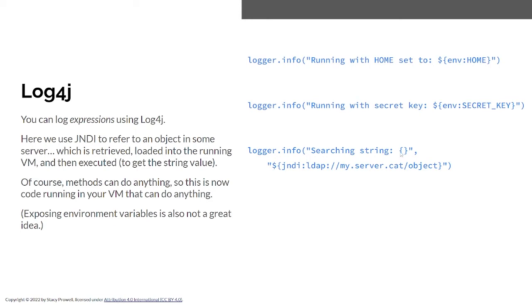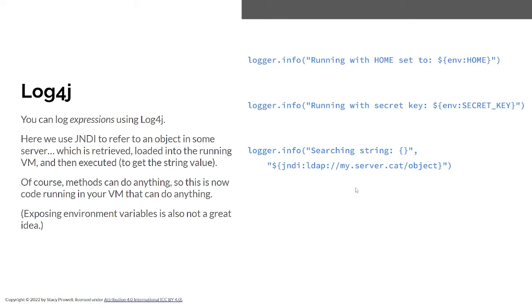Or I could say searching for string, and here I do some interpolation, these little brackets, and what I put in there is this. And look at this. It's a JNDI call out to an LDAP server. It's going to use the LDAP protocol to talk to my server and go get the object. So here we use JNDI to refer to an object in some server which we retrieved and loaded into the running VM, and then it gets executed. So what's happening is we use the Java naming and directory interface to connect to the LDAP server and obtain this object, this blob of Java bytecode. And we load it, and then we invoke a method on it to produce a string, because that's how that works. So we're running some code from an object we just grabbed.